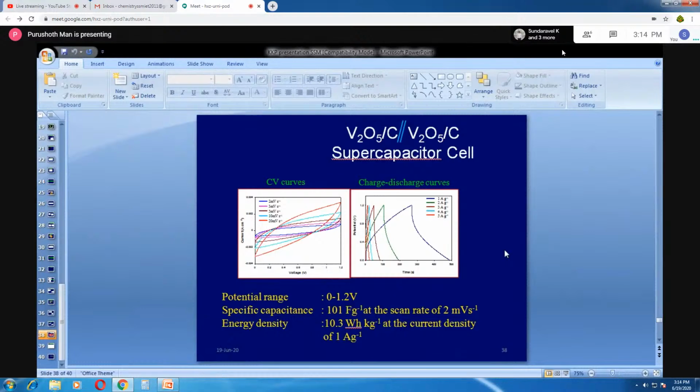So in all of the studies, we have used nickel foam as the current collector, and the ethanol-based slurry method has been used to prepare the electrode. In general, we have used 1 milligram as the electrode material.